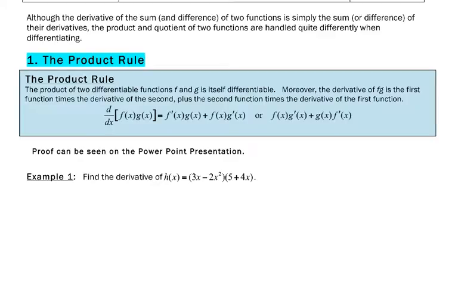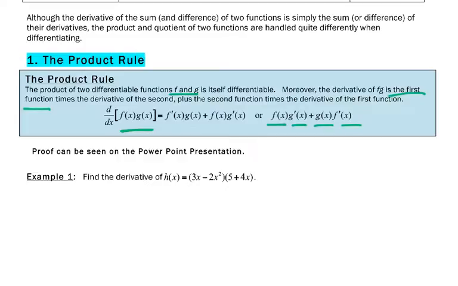So the product rule says that for the product of two functions f and g, if we're looking at the product of f of x and g of x, the derivative is the first function times the derivative of the second. So that would be f of x times the derivative of g of x plus the second function g of x times the derivative of the first function, f prime of x.